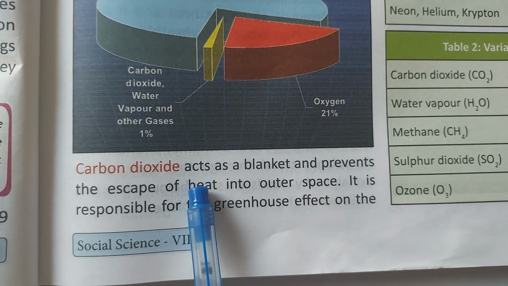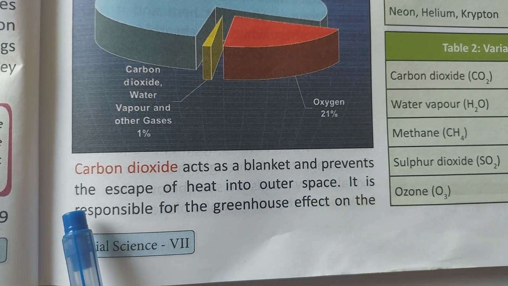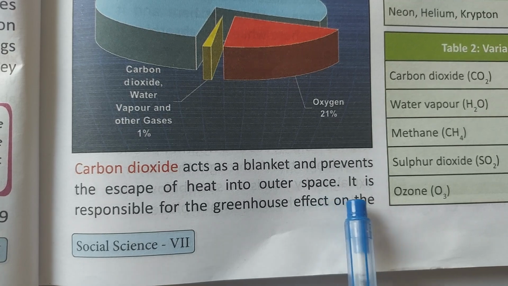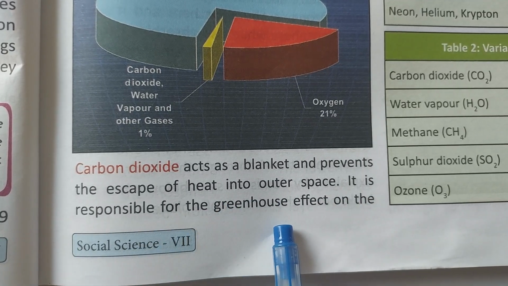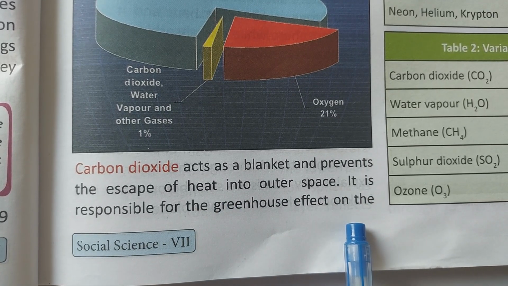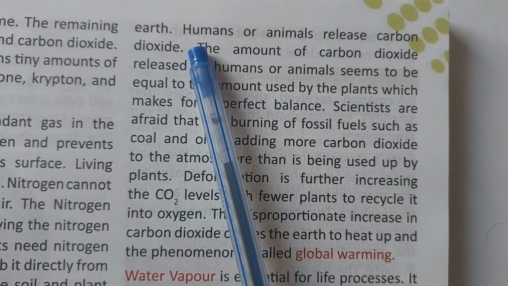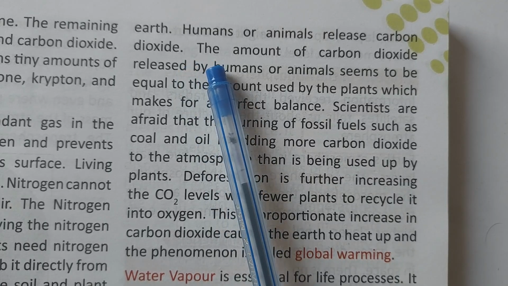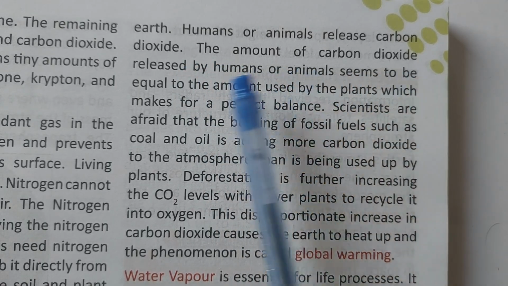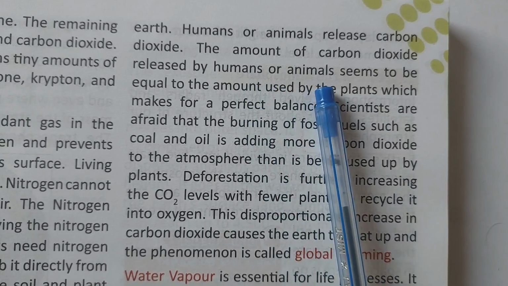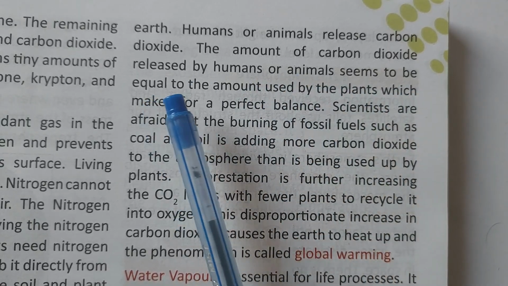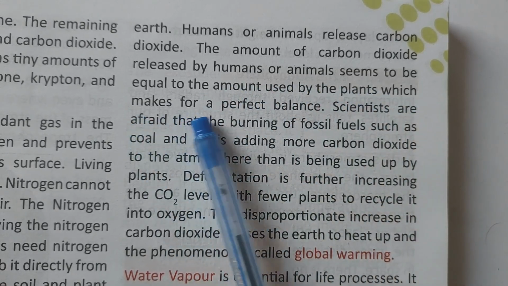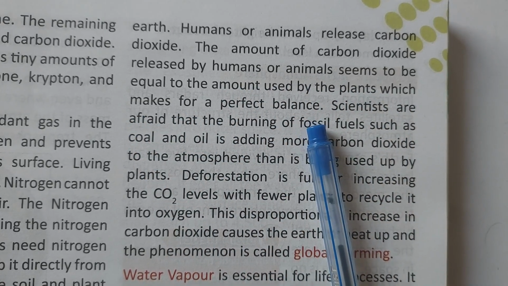Carbon dioxide acts as a blanket and prevents the escape of heat into outer space. It is responsible for the greenhouse effect on the earth. Humans and animals release carbon dioxide. The amount of carbon dioxide released by humans and animals seems to be equal to the amount used by the plants, which makes for a perfect balance.